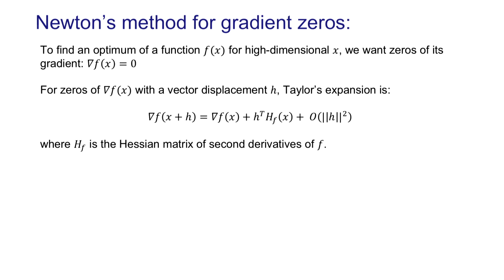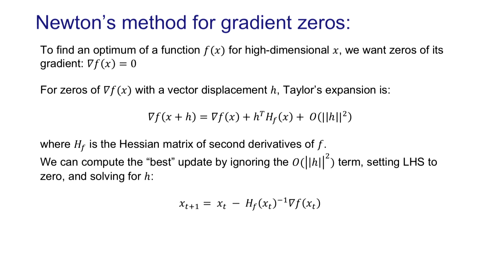You can still Taylor expand a vector formula. So now x and h are both high dimensional. But the Taylor expansion looks like that, where capital H is the Hessian, the matrix of second derivatives, which we'll put up in a moment. So it's just generalizing Newton's original formulation to multiple variables.